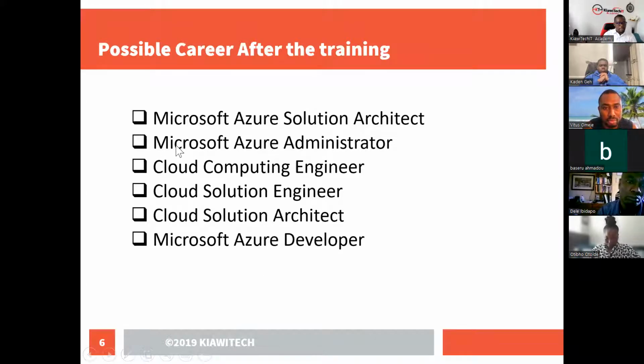Most of the time, it's going to be Azure Administrator. That's the basic entry level, right? But those that go a little bit higher could get Microsoft Azure Solution Architect jobs, right? Which pays really high. I want to look into that. Now you have top titles like Cloud Computing Engineer, Cloud Solution Engineer, Cloud Solution Architect, or Microsoft Azure Developer. Right? These are possible careers that you will be searching for when you go through a training like this.